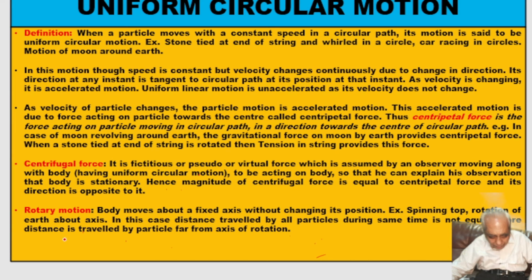If this is a ball, and suppose this is the axis, and it is moving. So in rotational motion, the various particles are not moving at the same speed. The particle which is further away is moving at a faster speed, but the particle which is on this axis doesn't move at all.